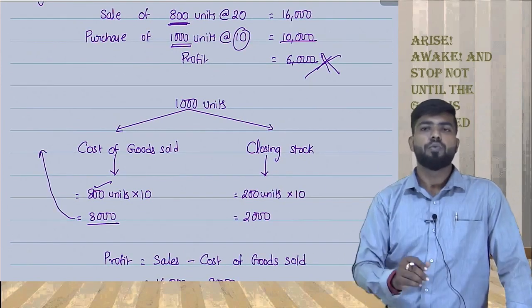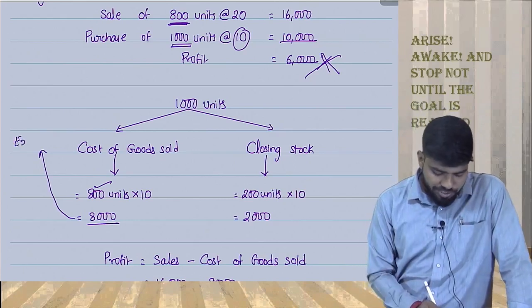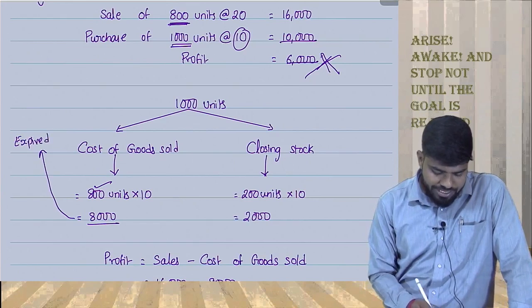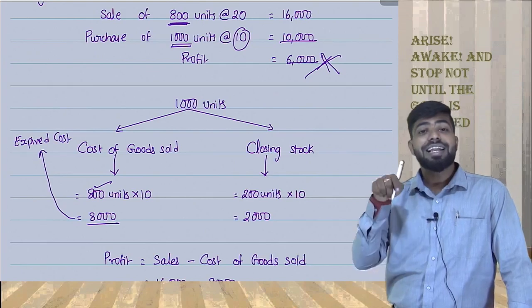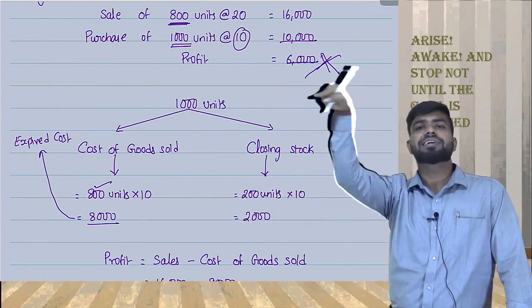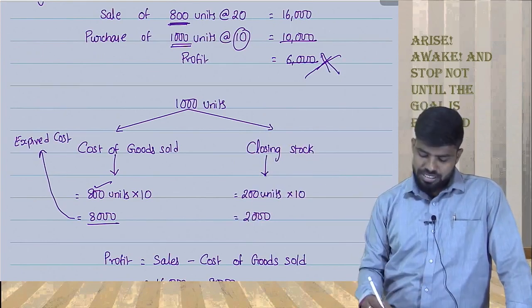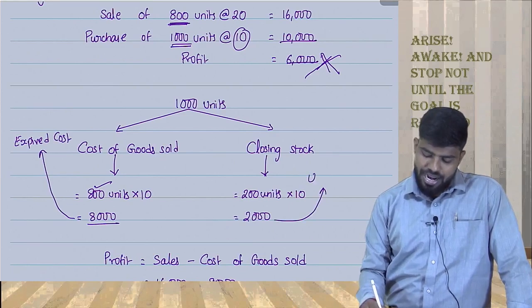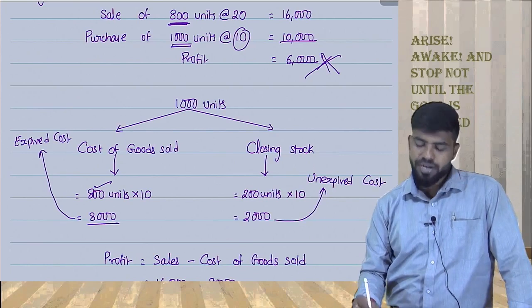If someone dies, what do we call it? Expired. So this 8,000 will be called the expired cost because it has already died in the same year. This 2,000 rupees is still alive and will carry forward to next accounting year as opening stock. Understanding? So this is still alive, so it is called the unexpired cost.